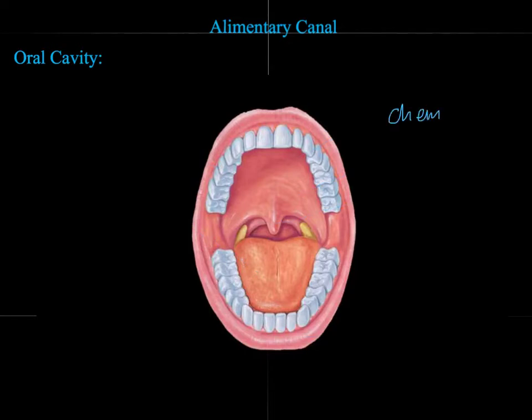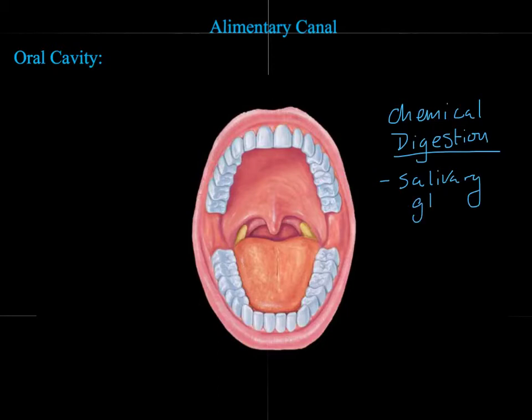Chemical digestion in the oral cavity is accomplished by the salivary glands, which we'll talk about in a future lecture. And salivary glands secrete a substance called saliva.